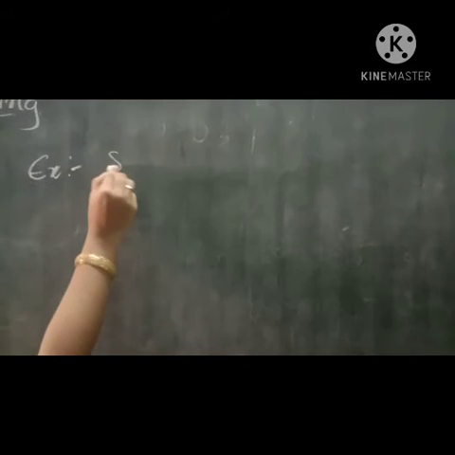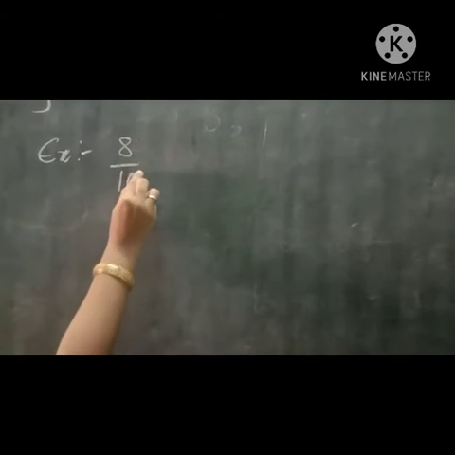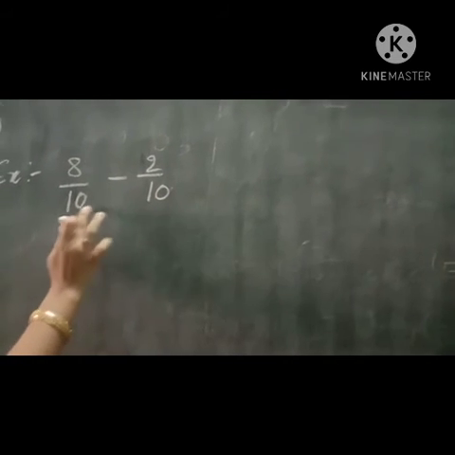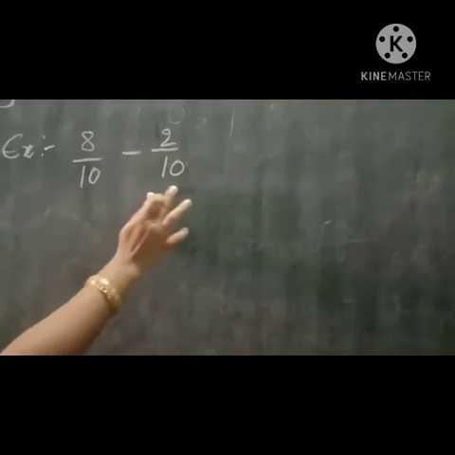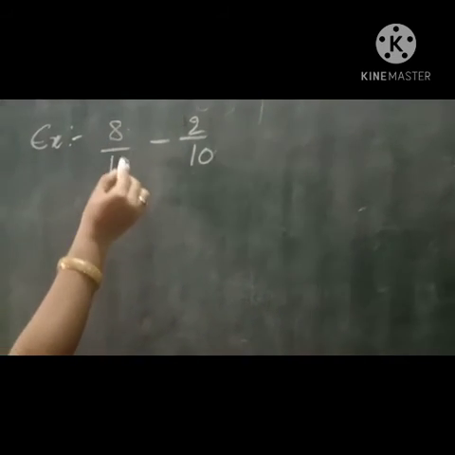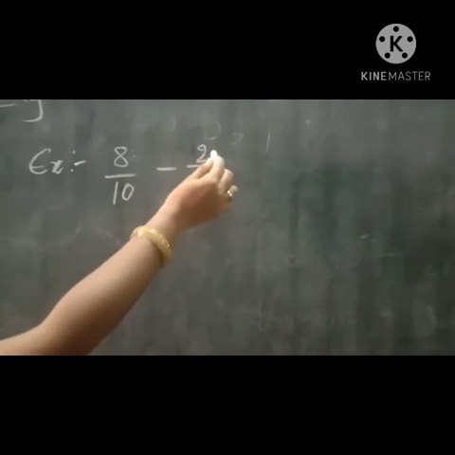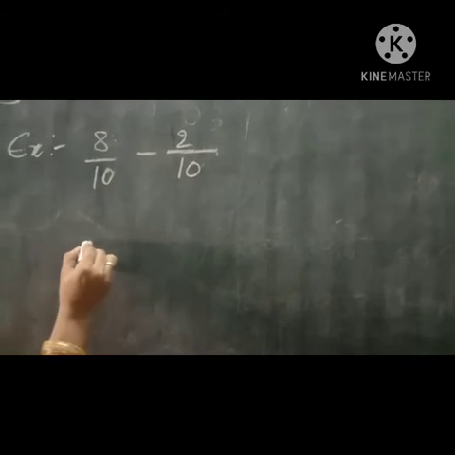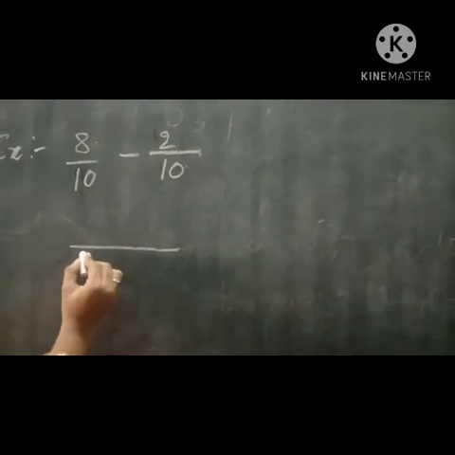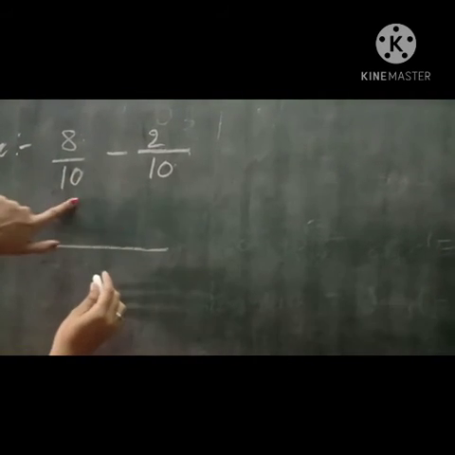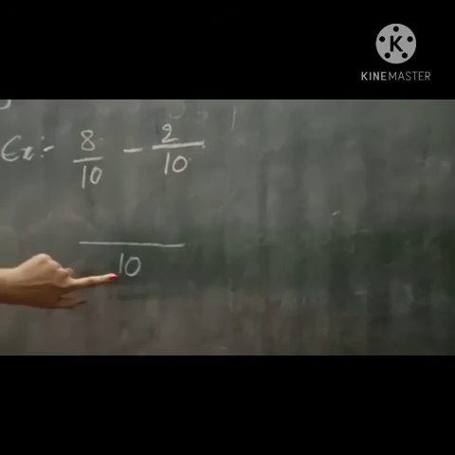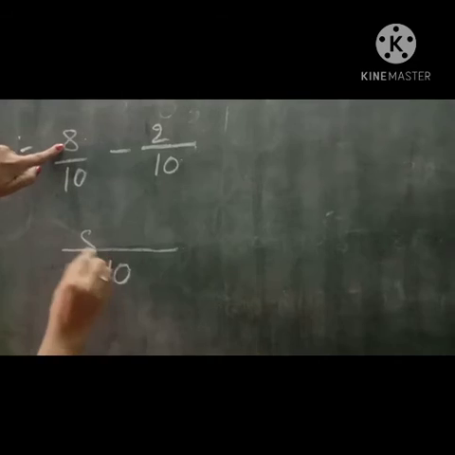Okay children, see here, 8 by 10 minus 2 by 10. Just for example, we are taking these two numbers. What are the two numbers here? 8 by 10 minus 2 by 10. What we have to do here is draw the fraction line, and we have to write the denominator number first. Denominator number written. Afterwards, 8.